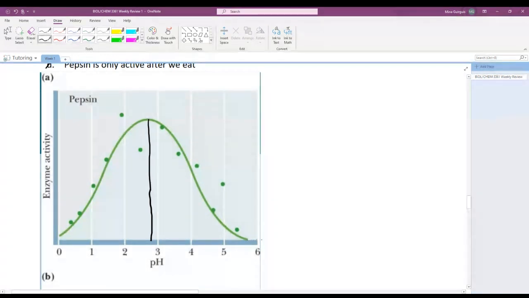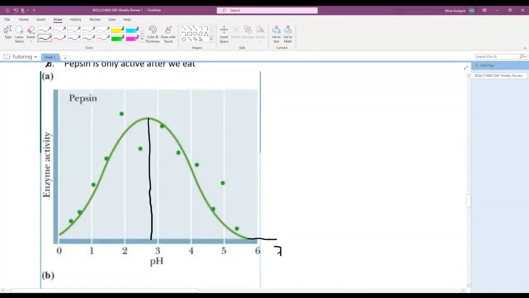What does it do around a pH of 7? If we drew this graph out to 7, nothing. So if our stomach is in any way punctured or something and gets out, it won't do anything to the rest of our body. And that's a really important thing to keep in mind, that the quality that pepsin has of doing this is also important for our survival.